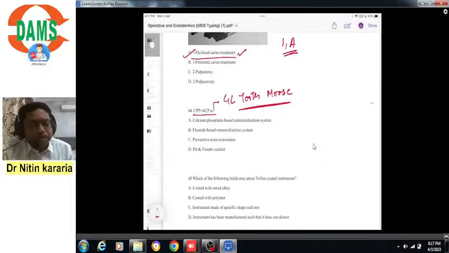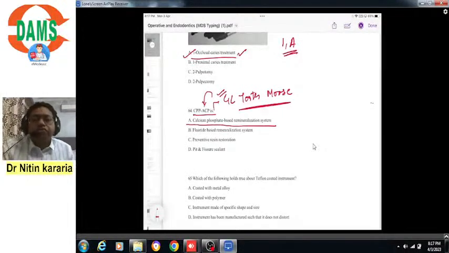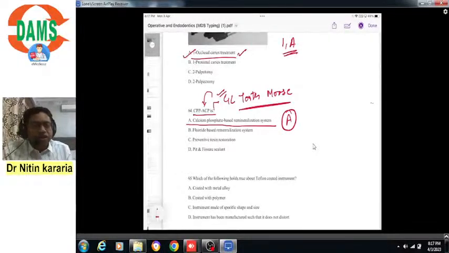As I have told you, this is a formulation which helps in deposition of calcium and phosphate on the initial carious lesions, helping in remineralization. So the answer to this question would be that it is a calcium phosphate based remineralization system. That is A is the answer. And what is GC Tooth Mousse? GC Tooth Mousse is the brand name of the commercially available paste that contains CPP-ACP, and it helps in remineralization of initial carious lesions.